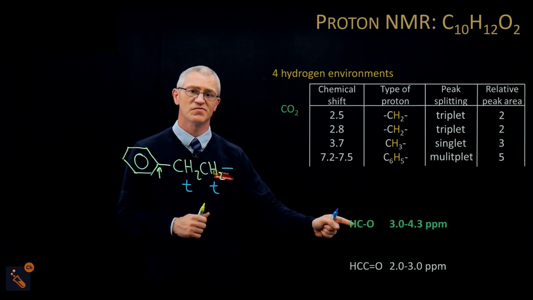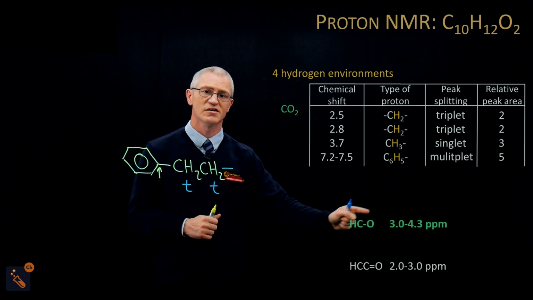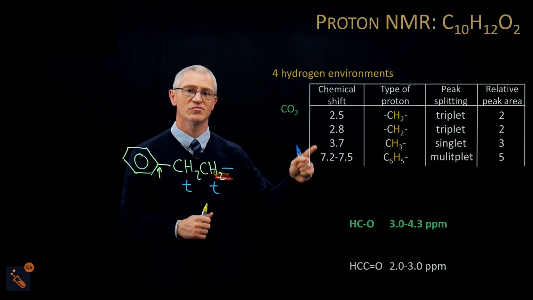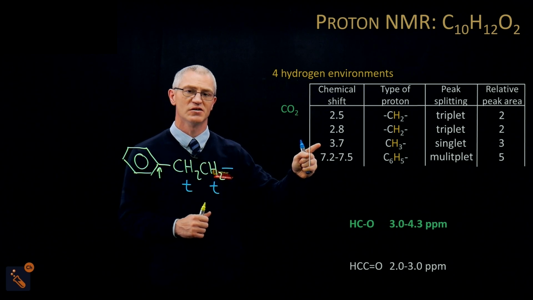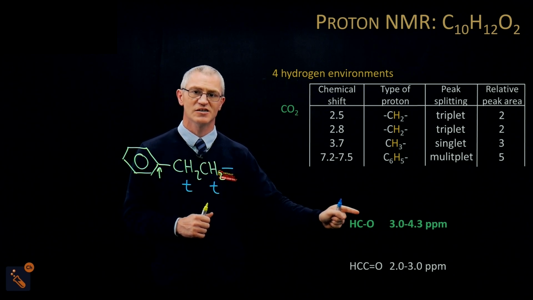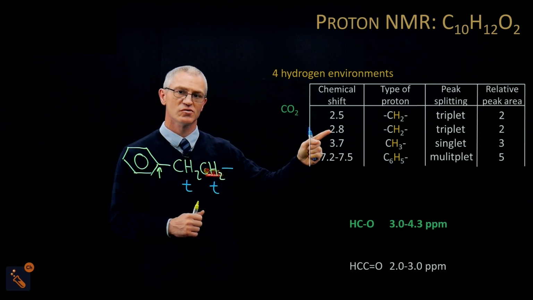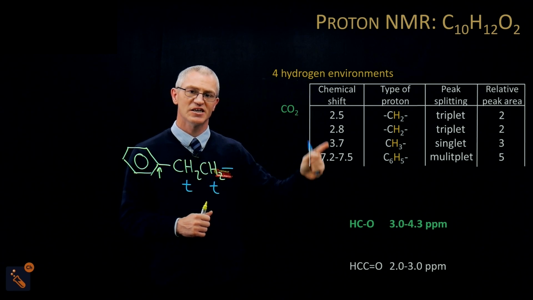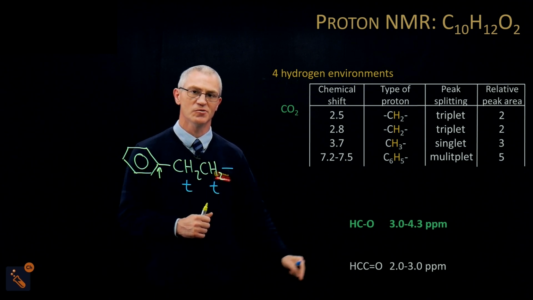So if the hydrogen is on a carbon, this is your hydrogen on the carbon, and it is bonded to a single bond oxygen, you'll see a peak between 3 and 4.3. Well, there is a peak between 3 and 4.3. So I think that CH3 is bonded to the single bond oxygen. Then we've got two peaks here, which means they could both be the C double bond O.